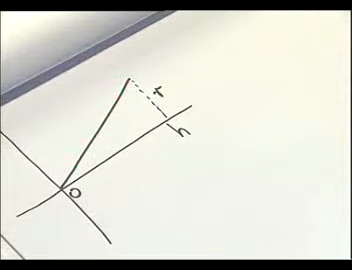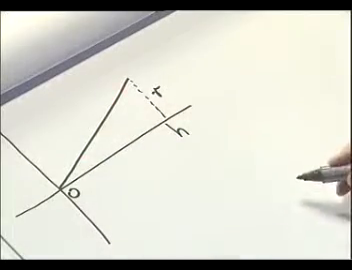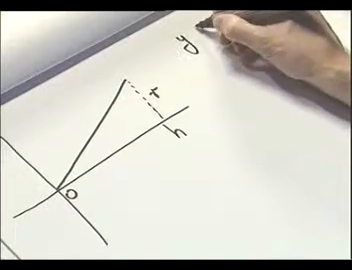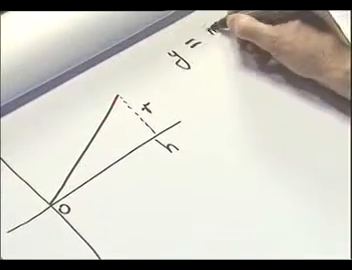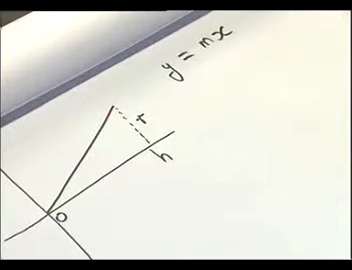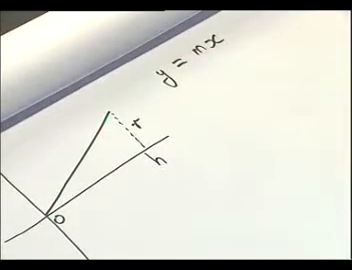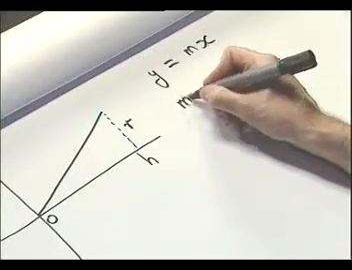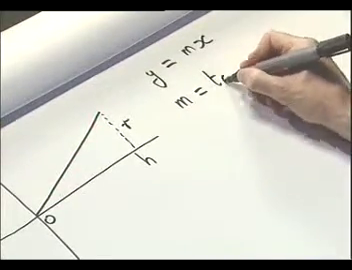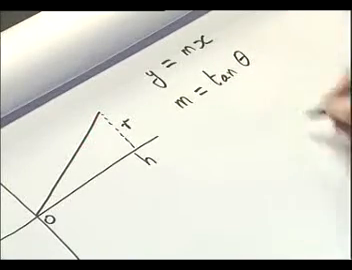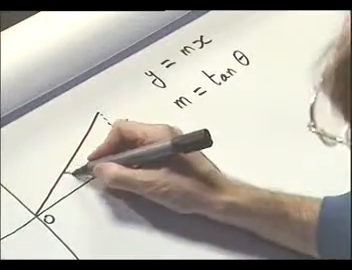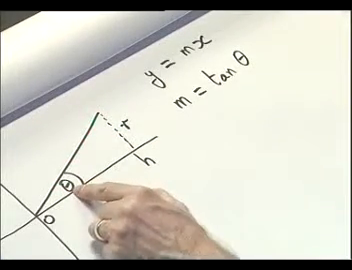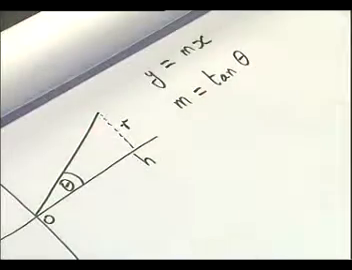Now, what's the equation of this line? Well, it's a straight line and it goes through the origin. So it must be y equals mx, where m is the gradient. What is the gradient of the line? Well, the gradient of the line is defined to be the tangent of the angle that the line makes with the x-axis, theta. So m equals tan theta.